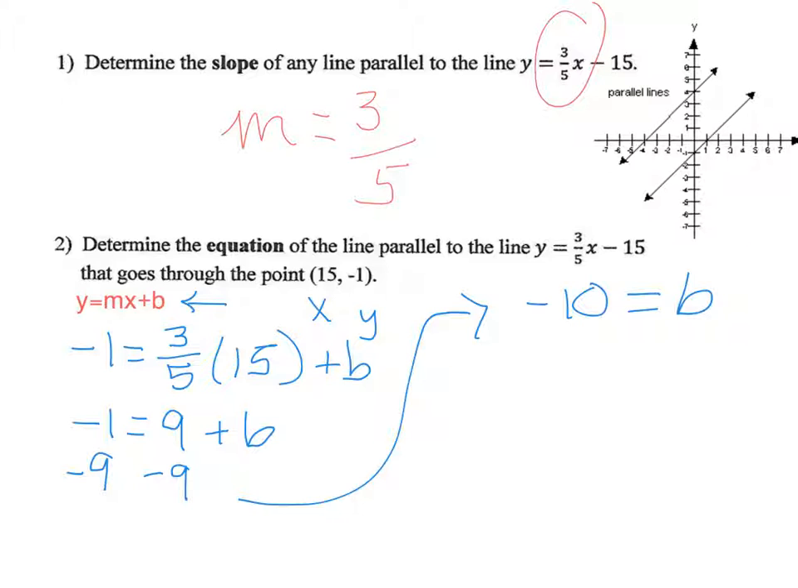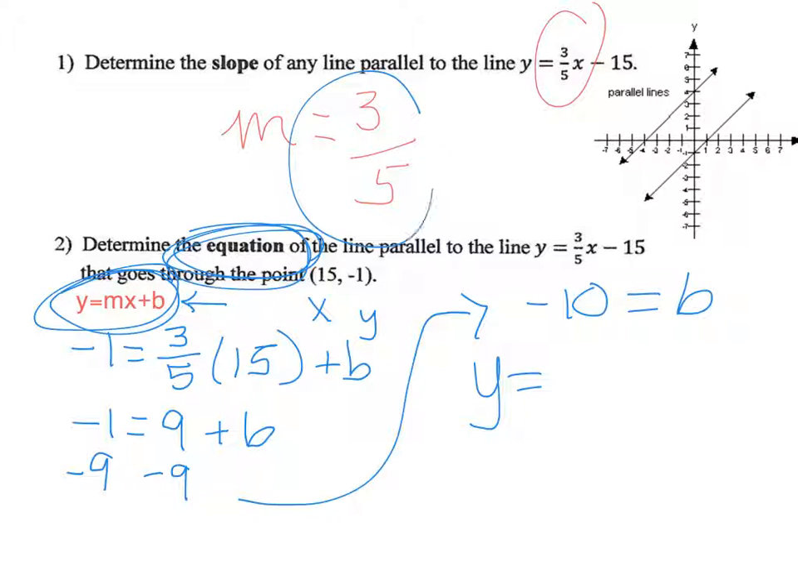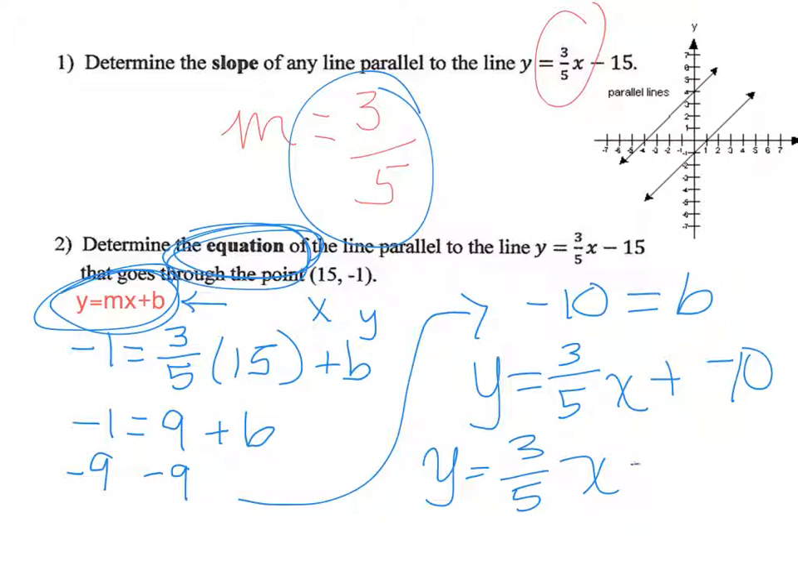Now, a common mistake is on the mile marker. People will often write -10 as their answer, but going back, it's asking us for the entire equation. So going back to the original structure of our equation, y equals mx plus b, we know our slope is 3/5 from the problem above, so y equals 3/5 x plus -10, or y equals 3/5 x minus 10.